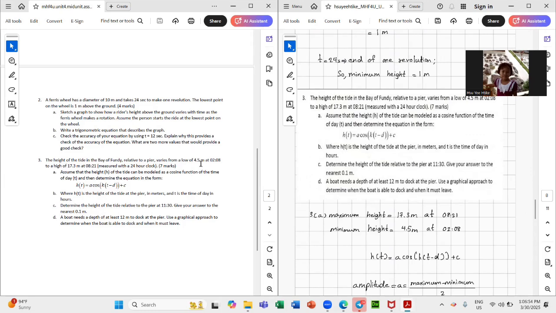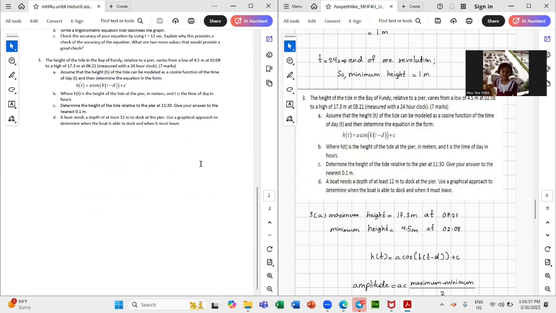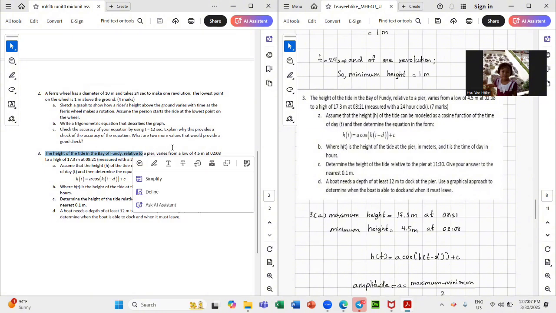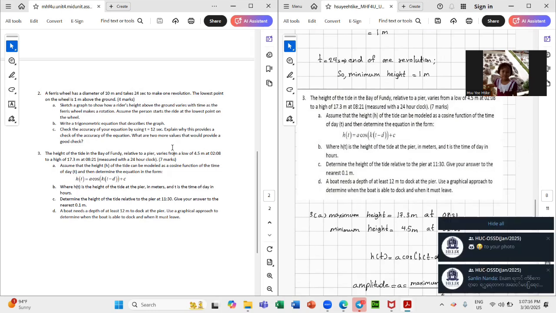So let's move on to the next question. In the question, the height of the tide in the Bay of Fundy relative to a pier varies from a low of 4.5 meters at 0208 to a height of 17.3 meters at 0821, measured with a 24-hour clock.